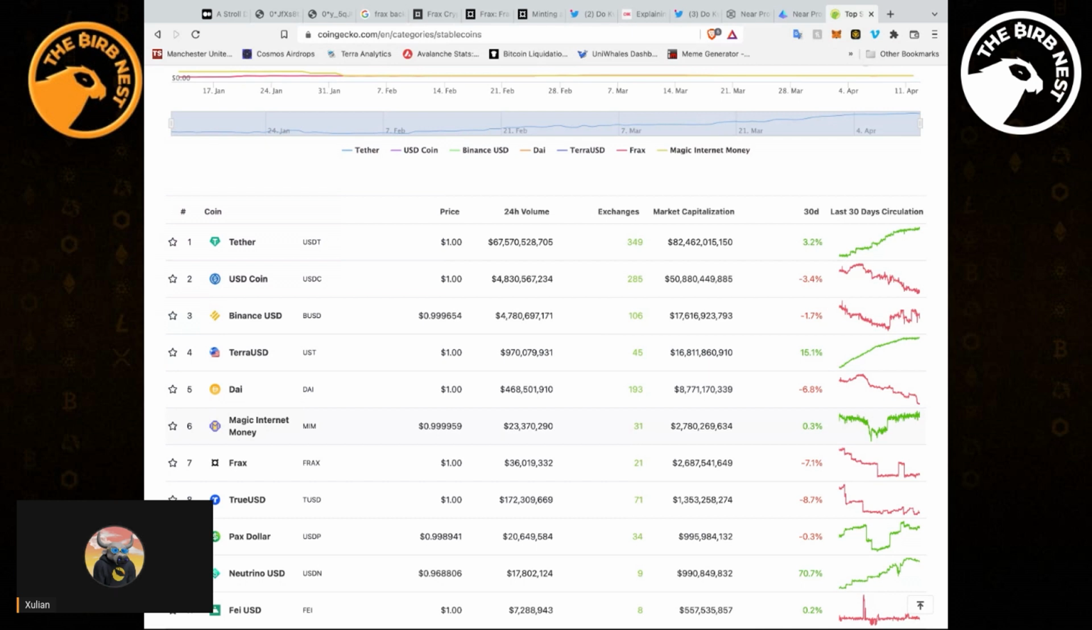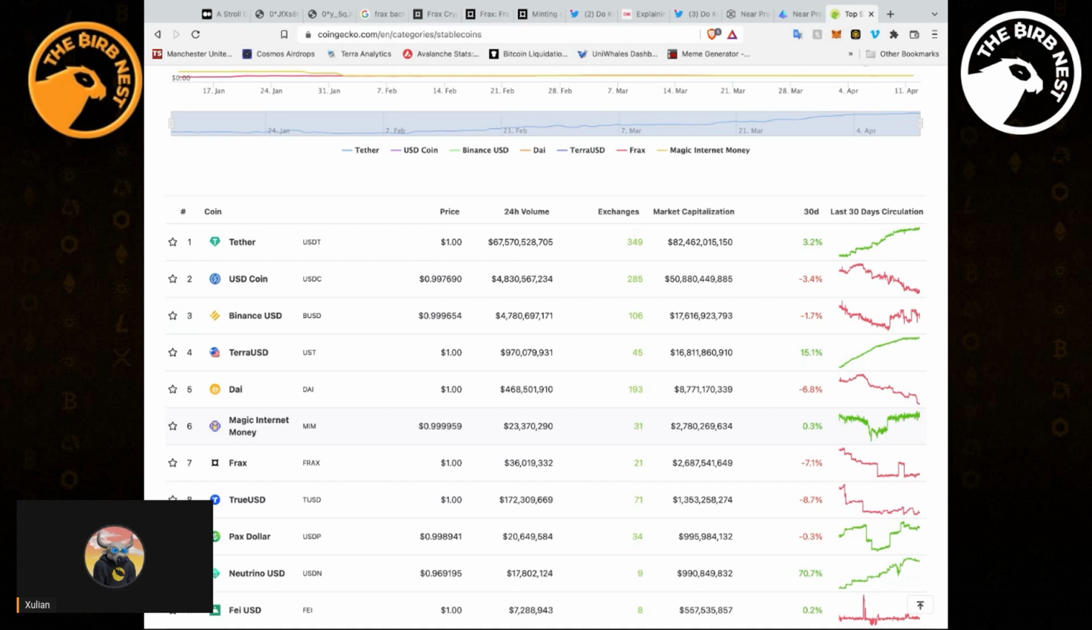I will mention MIM. MIM is a collateralized stablecoin, which had a really awesome project. They did suffer because of the whole Wonderland debacle, and they just had a lot of spillover problems with that. However, the Magic Internet Money and Abracadabra project is still really awesome in how it works. It uses collateral, but it doesn't use normal collateral. It uses yield-bearing collateral.